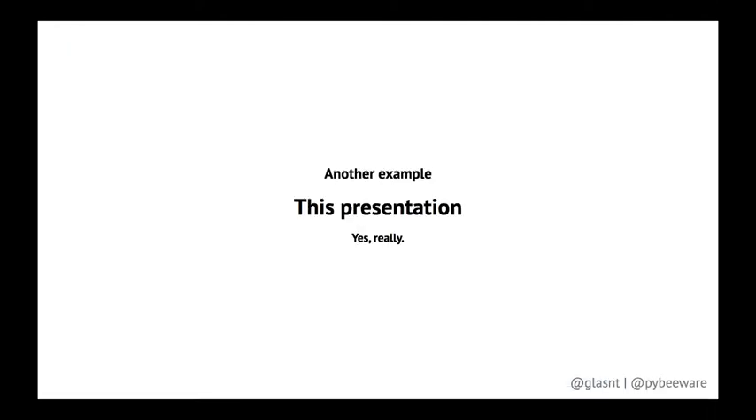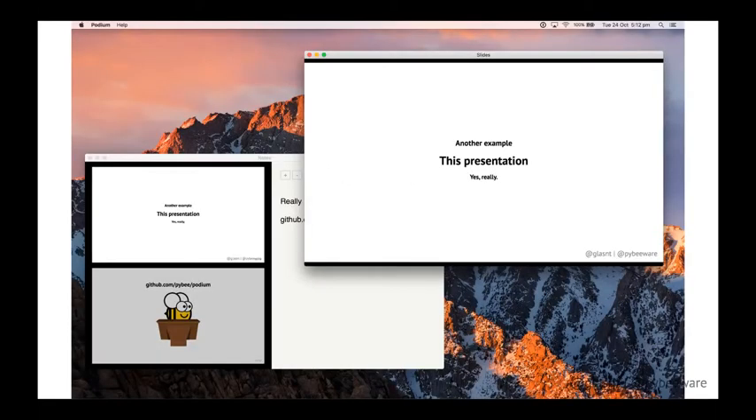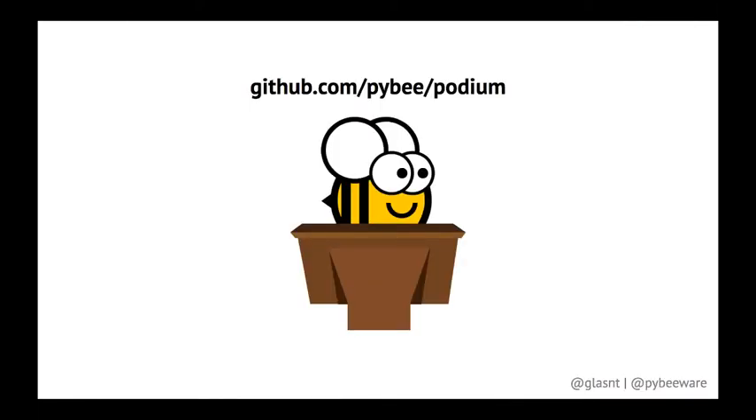That's pretty cool. Another example is this presentation. This entire presentation has been made with Podium. Podium is an application in the BeeWare stack which uses Toga and creates an application which allows us to present slides. We have a slides window and a notes window. Podium, as well as every other aspect of the BeeWare stack, is available on GitHub. So that's one part of the BeeWare story.